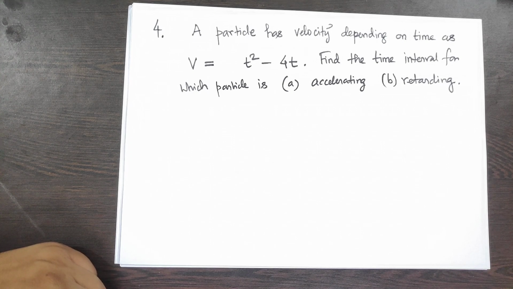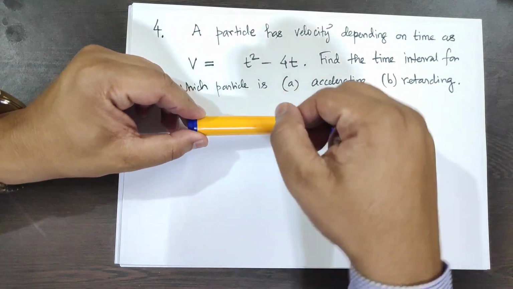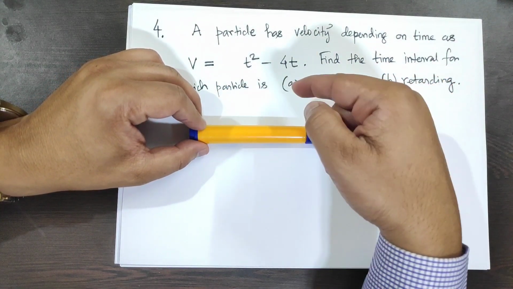See, a lot of students have a misconception. They say that okay, retardation is negative acceleration. So what is positive and what is negative? Say if I choose the direction towards the right as positive, and the acceleration is this way, will it be retarded?